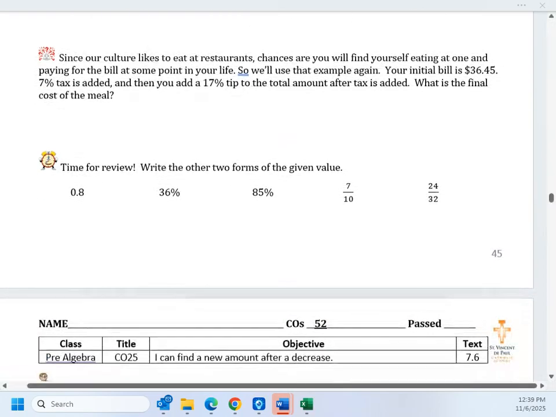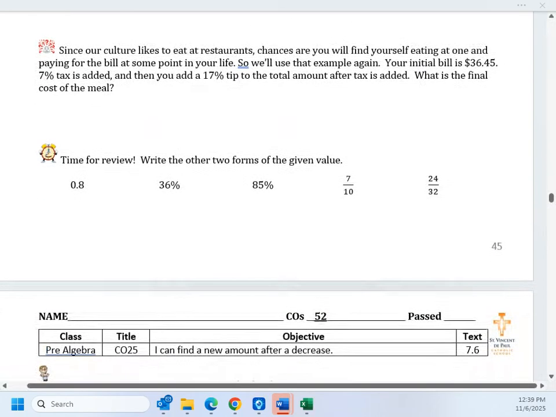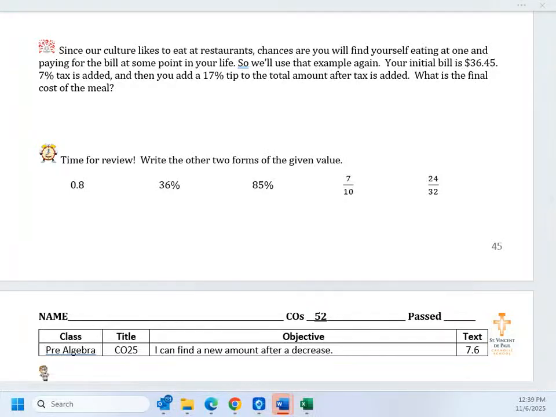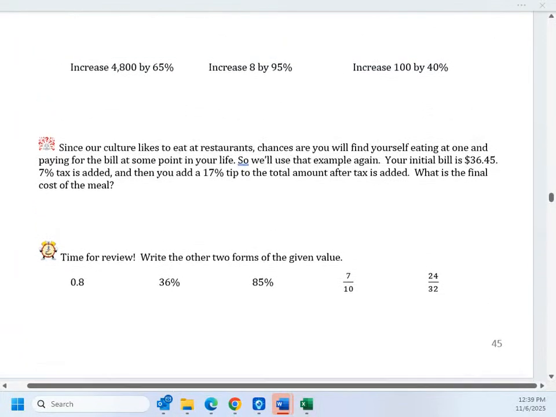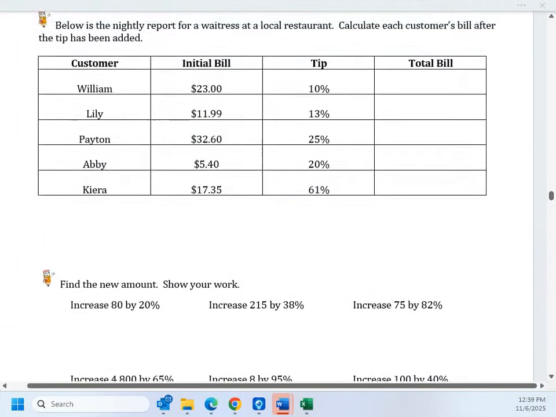And then we have a word problem. Be careful with the word problem. Make sure that you are doing every step and answering the final question. Then at the very bottom, we have our review. Do those review. Any questions on today's work?